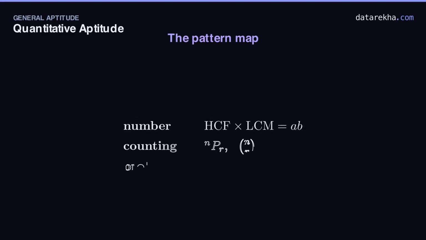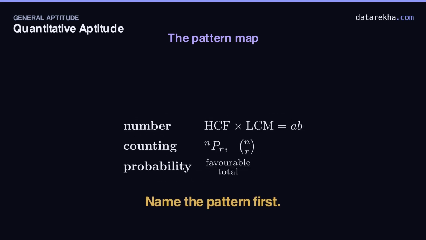And the last three, numbers, where HCF times LCM equals the product. Counting, permutations when order matters, combinations when it does not. And probability, favorable over total. Every question is one of these patterns wearing a story. Name the pattern first, and the arithmetic follows.